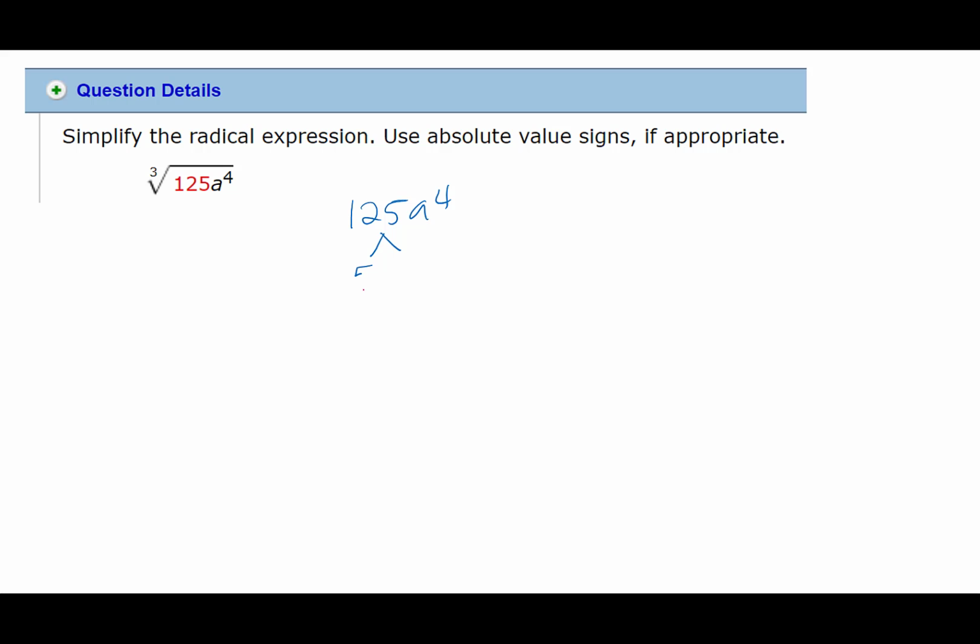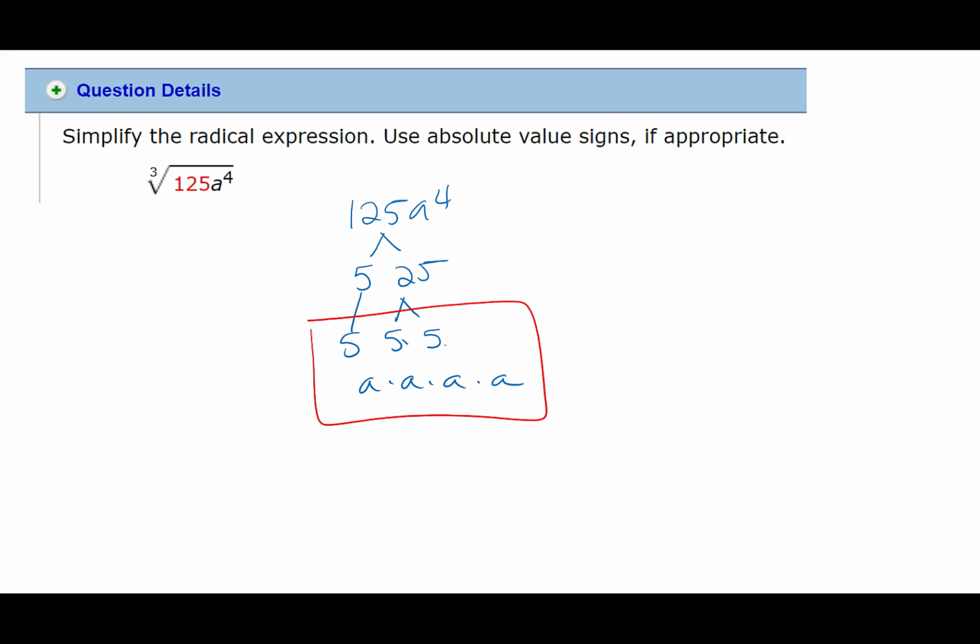Okay, this one is a cubed root of 125A to the 4th. I'll make a factor tree. Okay, and here's your factor tree. There's 3 5s and 4 A's. Here is one group of 3 5s and one group of 3 A's.